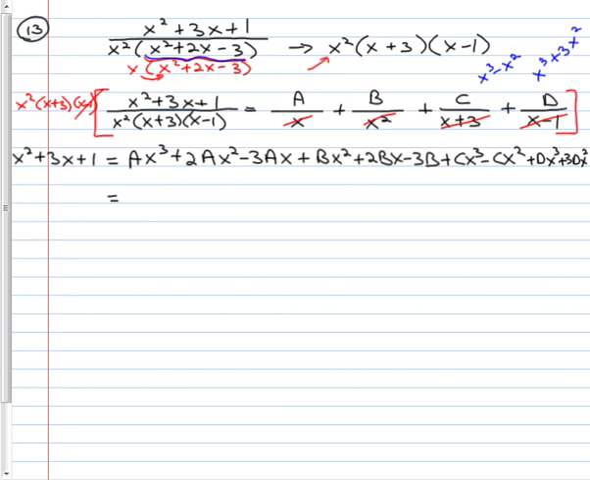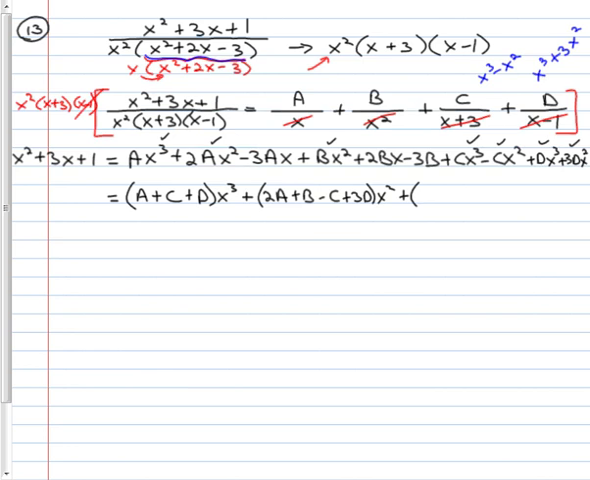So let's get together our x cubed terms. I have an a plus c plus d. Those are the x cubed terms. I'm going to get my x squared terms. I have a 2a plus b minus c plus 3d. X squared terms.